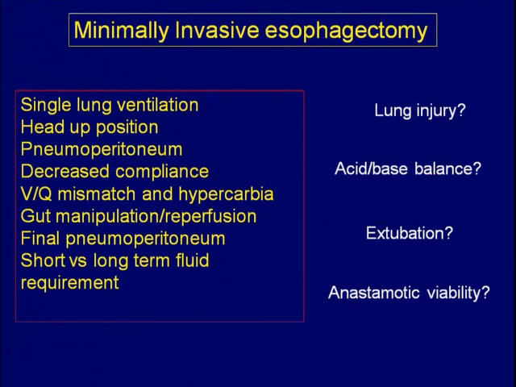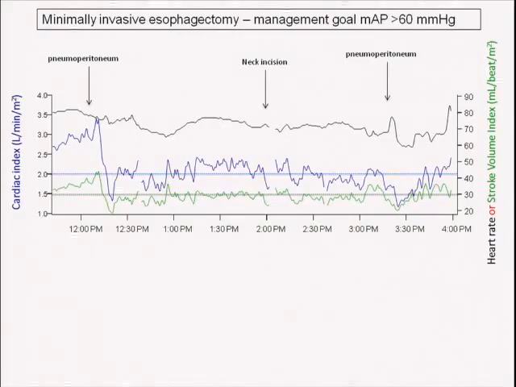We end up with acid-base balance issues, both potentially from hypoperfusion and the hypercarbia that we tend to run into. How does this influence our real push to try to extubate these people early? And in the big picture, what happens to the anastomotic viability? We can do this great procedure, but if the anastomosis falls apart and the patient gets a large leak postoperatively, we really failed them.